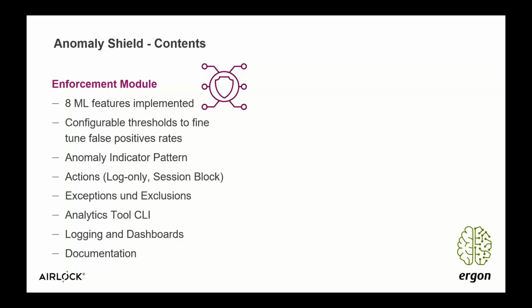There is an analytics tool which you can run on the command line to see what is happening on the system, or you can have a look at the logs and the dashboards which are also included, of course, where you can see immediately if something is going on which would be quite interesting for you or what you wanted to know. Of course, as always, there's documentation on docs.airlock.com. You can reach the documentation without any authentication, so you can have a look and see what this Anomaly Shield is about and what it brings with it.